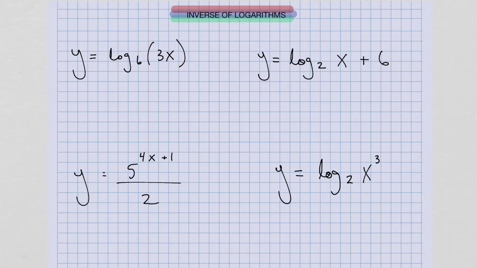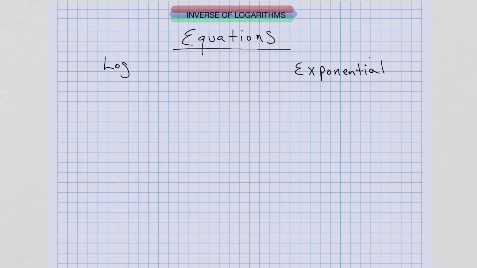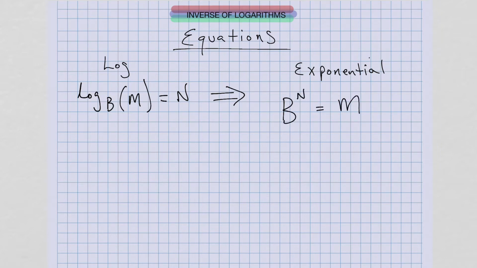And before we get started, we are going to go over a few basic ideas or concepts that you need to know. The first concept is how to convert between a logarithm equation and an exponential equation. A logarithm equation looks like this: log base b of m equals n. What that's saying is that you have some number b raised to the nth power equals m.